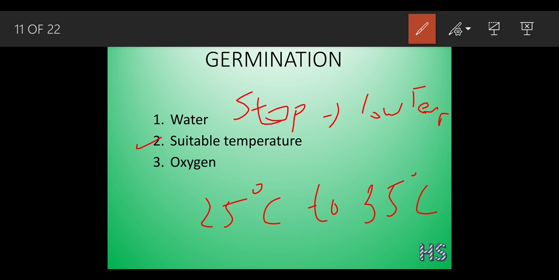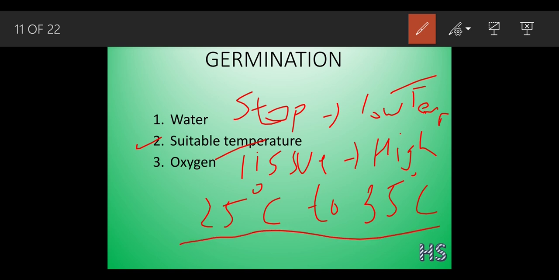What happens at a very high temperature? At very high temperature, the inner delicate tissues, okay, what are tissues? Tissues are formations of cells, but in a group. The inner delicate tissues get damaged. Too high a temperature can damage the tissues. So at high temperature, tissue will get damaged, and at low temperature, the embryo growth will be stopped. So the moderate temperature is around 25 degrees Celsius to 35 degrees Celsius for the seed to germinate.